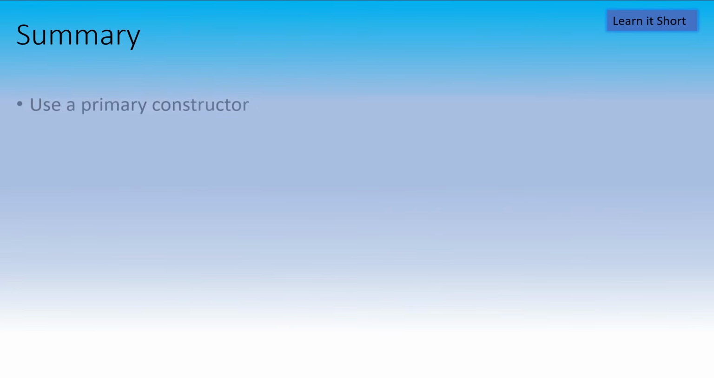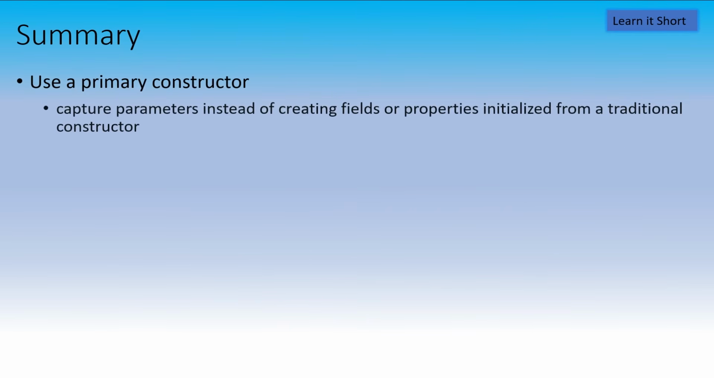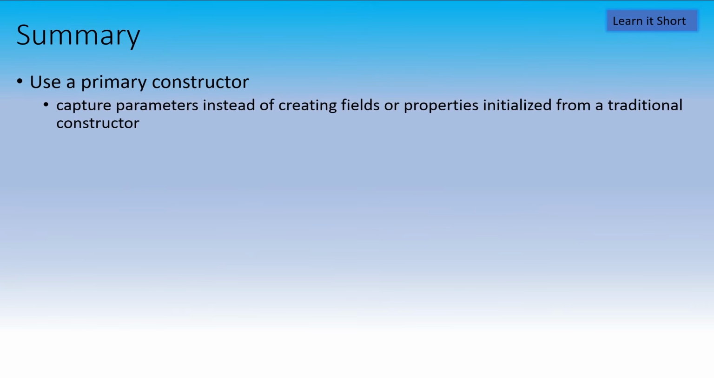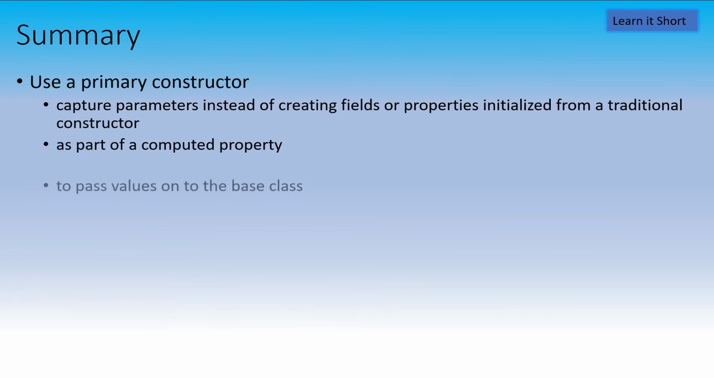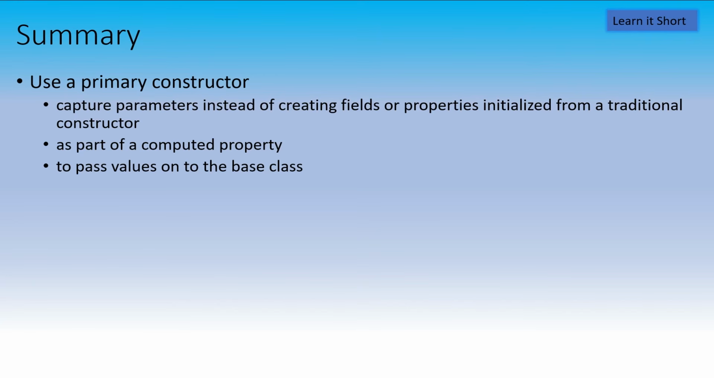So to summarize, use a primary constructor to capture parameters instead of creating fields or properties that are initialized from a traditional constructor. It'll save you a few lines of code. Use it as part of a property where we're computing the value of the property from those parameters, again, saving you having to declare those discrete fields. We can save a few lines of code when we're simply passing values from the derived class constructor to the base class, and the derived class doesn't use those parameters anywhere itself.